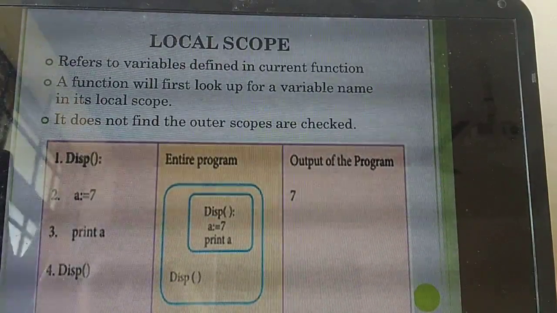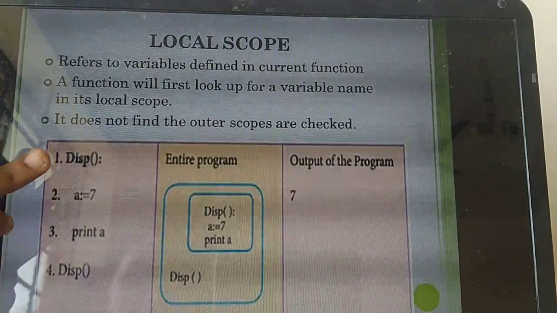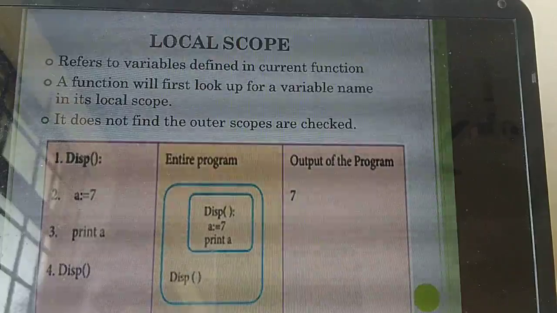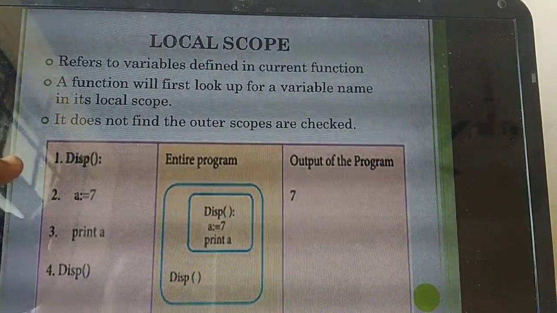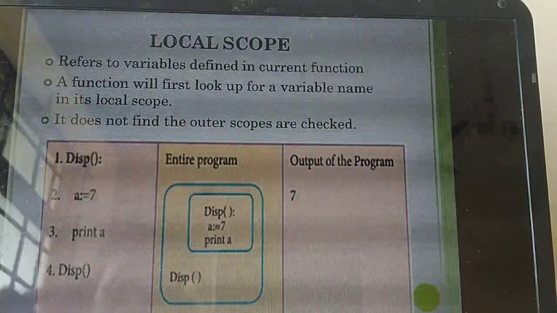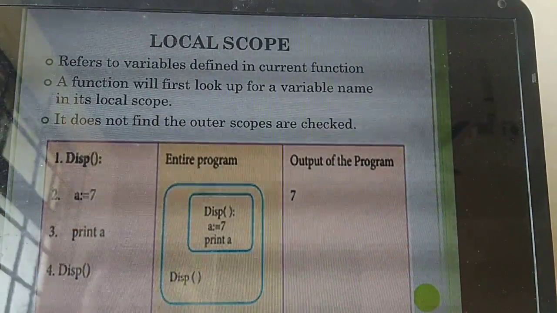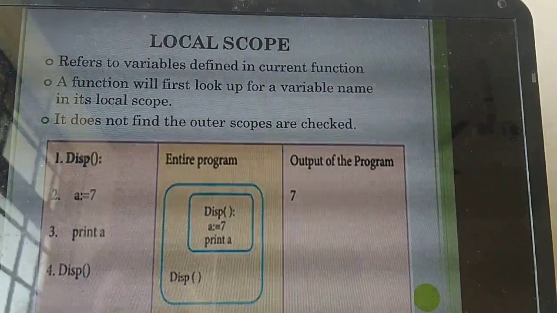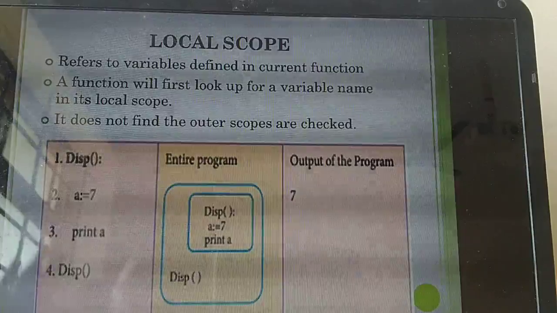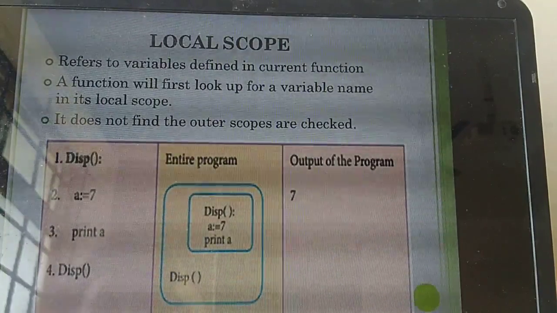See this diagram. The same program has been explained for local scope, global scope and enclosed scope, with some difference. What's this one? Dispaf is a function name. Are you remembering? So inside this function I am giving one variable called A. What's the meaning of this? Binding or mapping. That means the value 7 will be mapped to the variable A. Next, I am printing that particular variable A. At last I have given the function call dispaf.